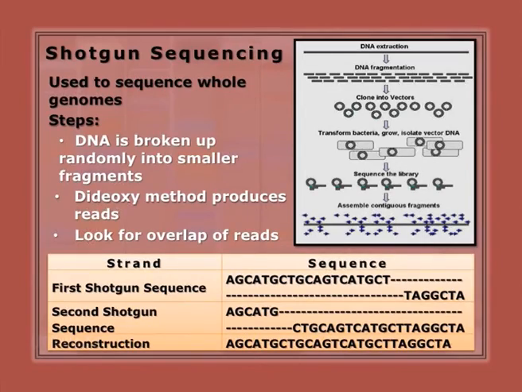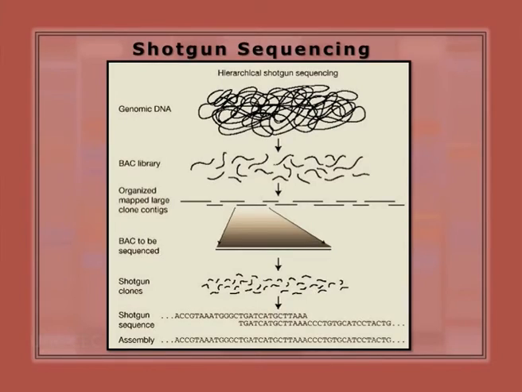Shotgun sequencing is also a very promising technology. Herein the DNA is broken up randomly into smaller fragments, and the dideoxy method produces the reads. And finally we need to overlap these reads. As you can see, we have fragmented the DNA, and each fragment is cloned inside a vector, and then transformed into bacteria, and further each clone is sequenced separately. Those sequences are to be aligned properly to make them continuous.